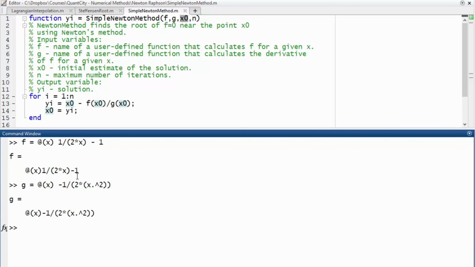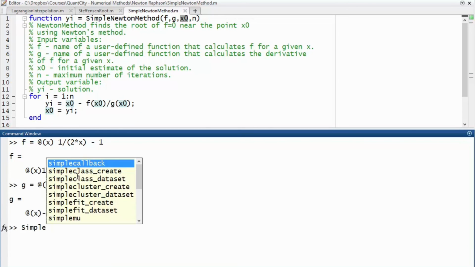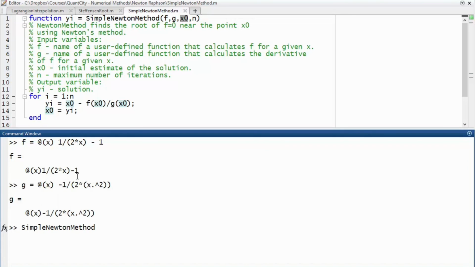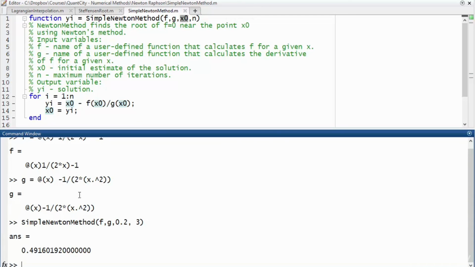So that's g. And now what we can do is call simple Newton's method with f, g. We're going to specify an initial guess of 0.2 as well as 3 iterations. And here is what we get, 0.4916, just like we had in the example. And we can certainly increase the number of iterations. If I increase it to 10, for example, you're going to see that we get a perfect 0.5.